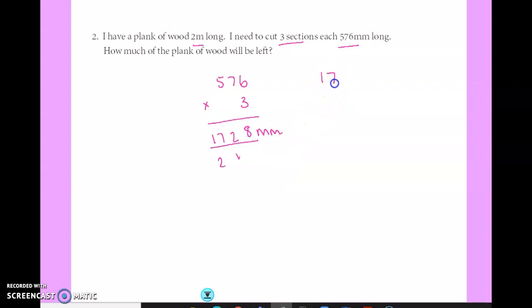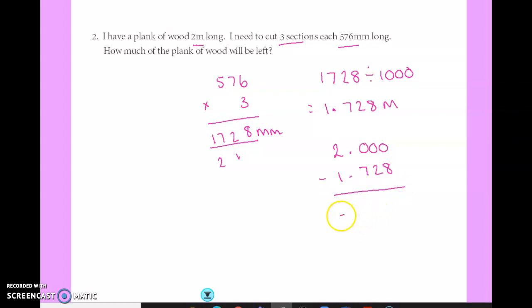Okay, so I'm going to take that 1,728 and divide it by 1,000 to get 1.728 metres. My plank of wood is 2 metres long, so I want to do 2, take away 1.728. Could of course change that into millimetres and make it 2,000 millimetres, makes no difference. Again, you can use a calculator for this. I'm just being lazy. Can't bother finding my calculator on here.